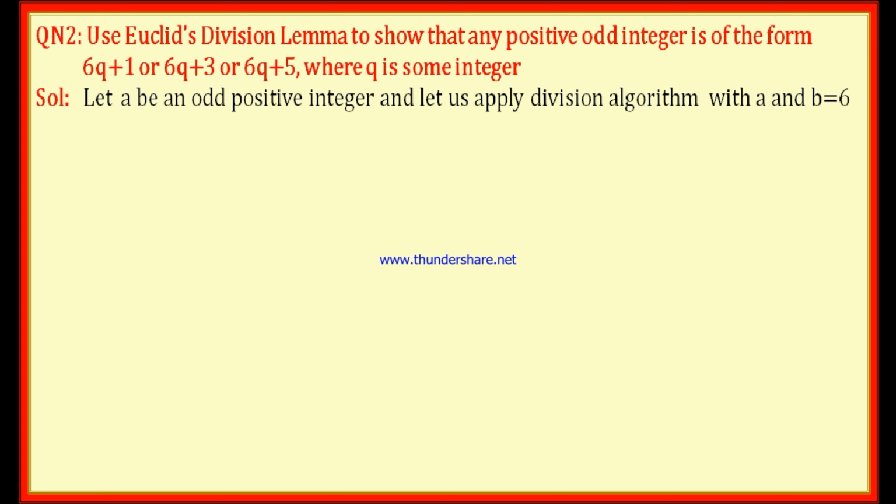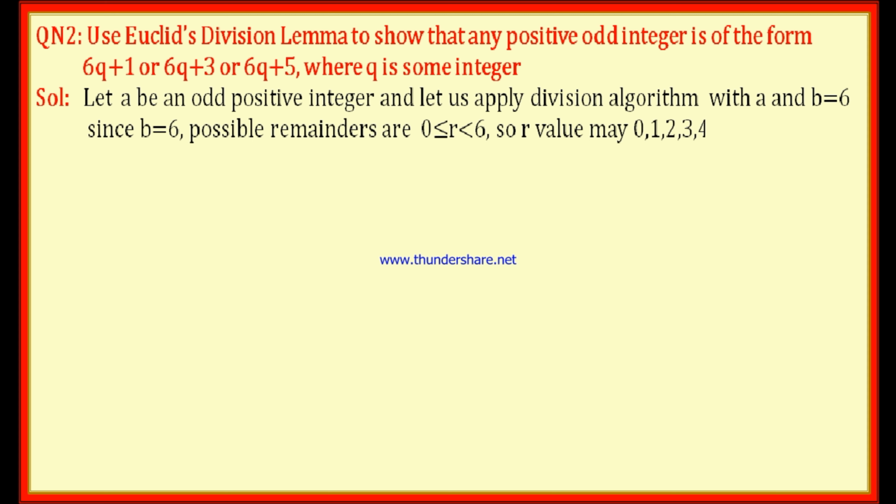a is equal to 6q plus 1, 6q plus 3, 6q plus 5. Therefore, in the place of b we have 6. That is, the divisor is 6. Since the divisor is 6, what are the possible remainders? Remainder should be either 0 or less than 6. If we divide any number by 6, the remainder may be 0, 1, 2, 3, 4, or 5. But the remainder may not be 6, 7, or 8 if you divide by 6.